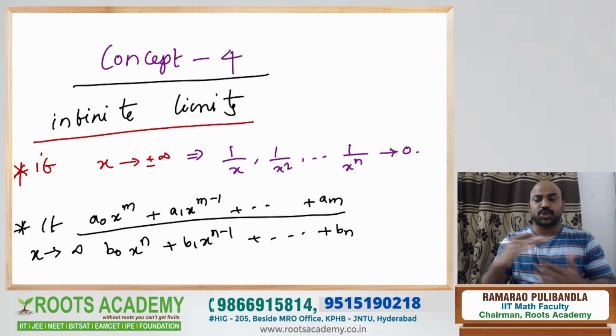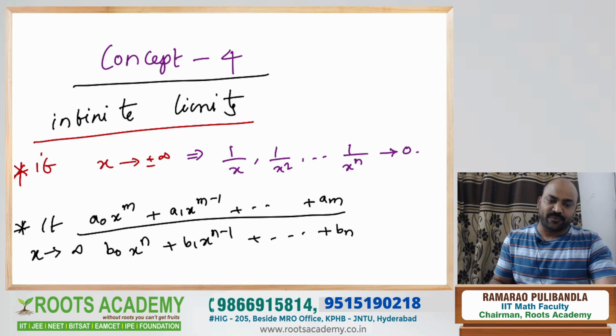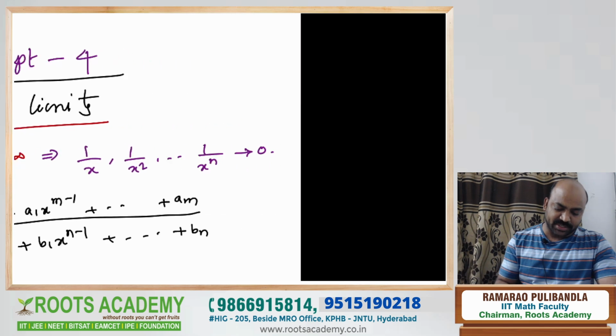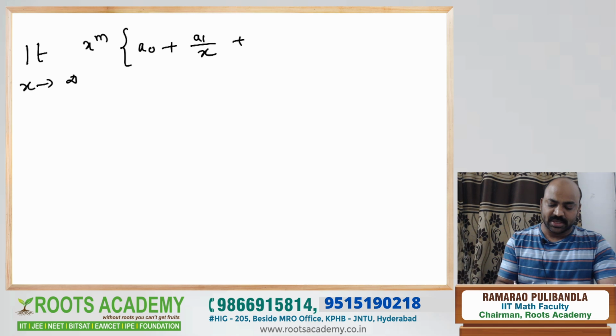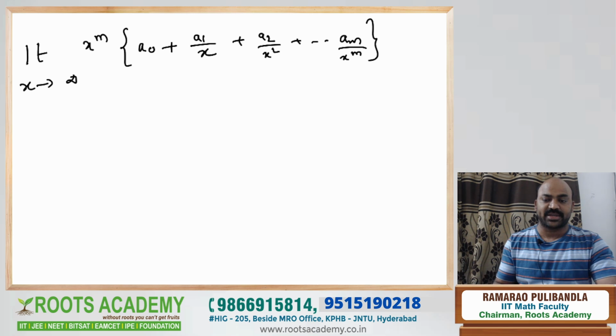When I have the ratio of polynomial by polynomial of different degrees, the process you have to follow is, first take the highest power out, both in numerator and denominator. What will we get, dear students? As x tends to infinity, I am taking x power m out, so it will become a naught plus a1 by x plus a2 by x square plus and so on. I will get am by x power m. This is the thing I will get.